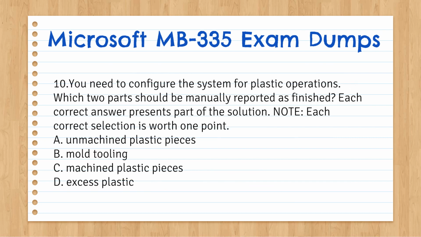10. You need to configure the system for plastic operations. Which 2 parts should be manually reported as finished? Each correct answer presents part of the solution. Note: each correct selection is worth 1 point. A. Unmachined plastic pieces. B. Mold tooling. C. Machined plastic pieces. D. Excess plastic.